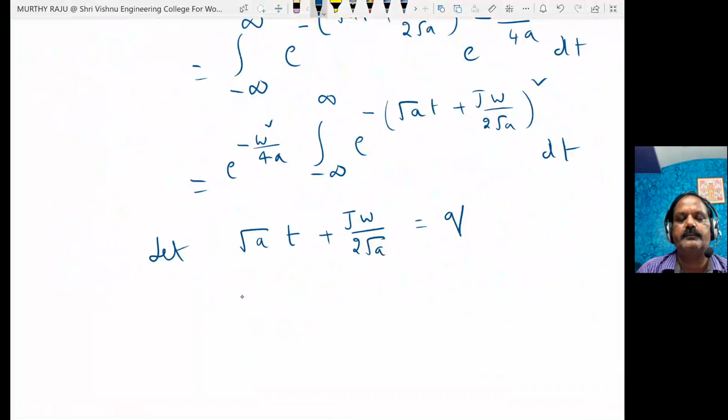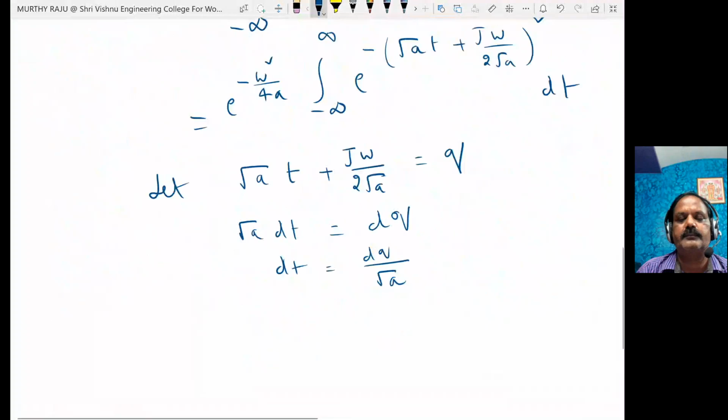Differentiate the derivative of this one. Root a dt plus j omega by 2 root a, the differentiation is 0. That is dq. dt is equal to dq by root a. Here e power minus omega square by 4a, minus infinity to plus infinity e power minus q square, where q equals root a t plus j omega by 2 root a. That is q square, e power minus q square.